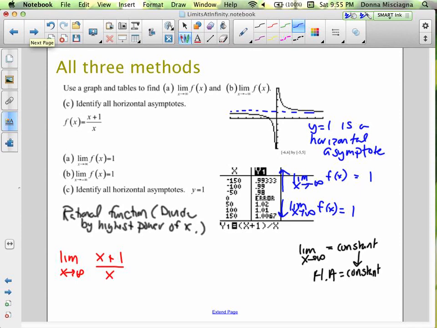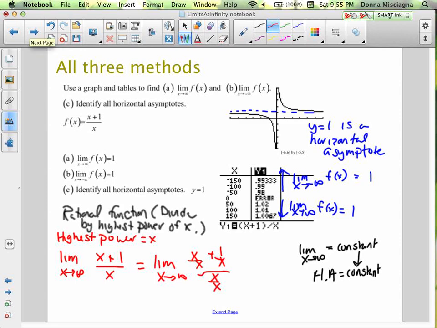Now let's find it analytically. All right, so we're going to divide by the highest power of x. In this case, the highest power equals x. All right, so we're going to have the limit as x approaches infinity of x divided by x plus 1 divided by x divided by x divided by x. All right, so now we'll simplify that.